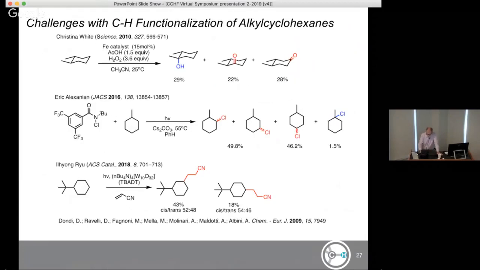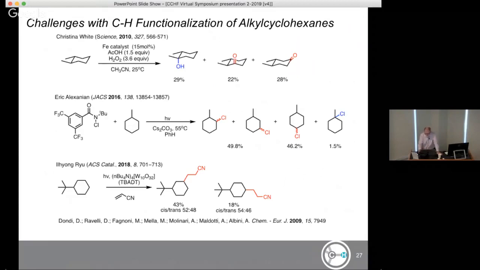enantioselectivity. The second catalyst is trying to do what's tended to be an incredibly difficult challenge for CH functionalization, which is functionalization of these alkylcyclohexanes. And really, getting a solution to this has been very challenging. These are some of the best CH functionalization processes out there.